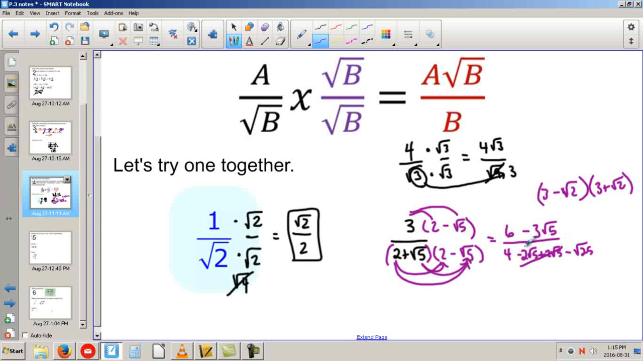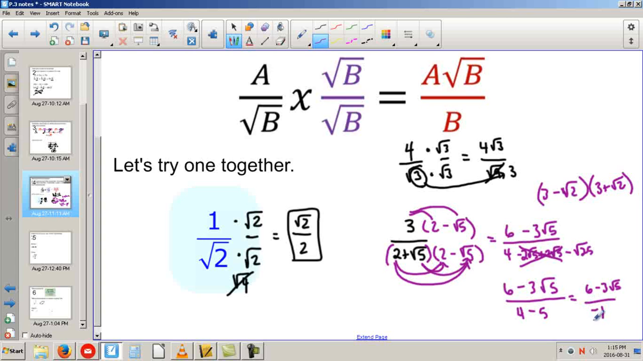They should always cancel, leaving me with 6 minus 3 root 5 over 4 minus, and we have to ask, what is the square root of 25? It's 5. Notice right now there are no square roots in the denominator. That was our whole goal, to get the root out of the bottom. This problem ends up a little weird towards the end. It's 6 minus 3 root 5 over 4 minus 5, which is negative 1.